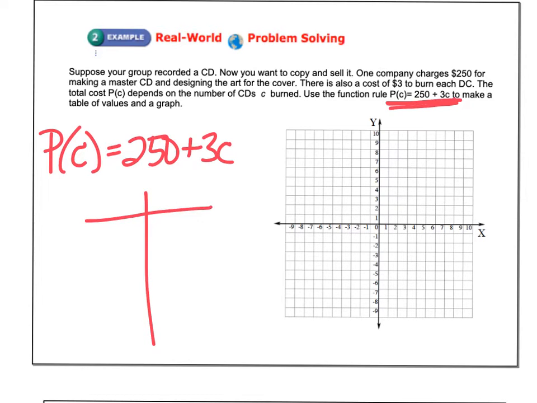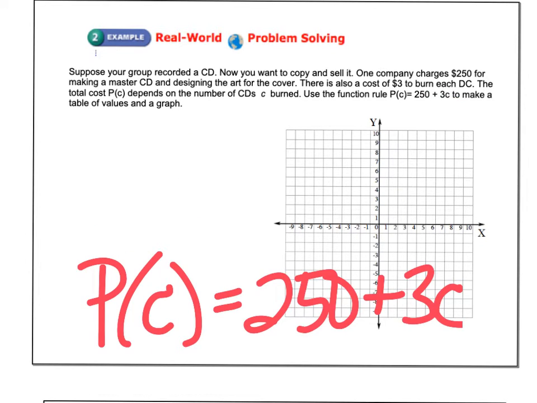If you're asked to make a table of values, well, we're not going to use x's, are we? We're going to use a C and a P of C. Remember, P of C is just Y. C is the number of CDs burned. It would make no sense to pick a domain that was negative. I cannot burn negative CDs. I certainly could burn none of them, or 1, 2, or 3 of them. So your domain values really need to make sense when you're modeling based upon a real-life situation.